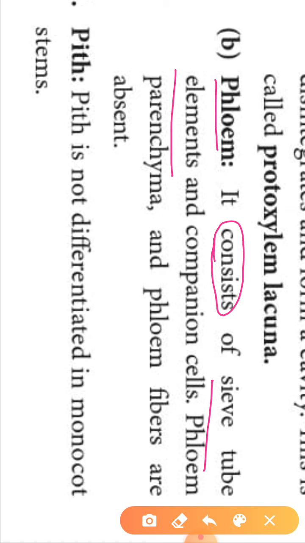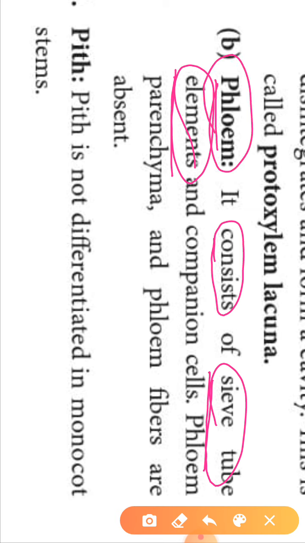My dears, sieve tube elements, write the meaning: a series of elements joined end to end to form sieve plates. These sieve tube elements are important for the functions of phloem. This is a 1-mark question.